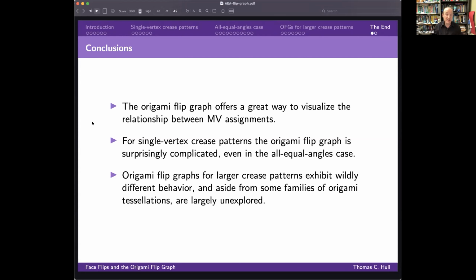And even for single vertex crease patterns, and even just in the all equal angles case, origami flip graphs are surprisingly complicated. It requires some reasonably sophisticated mathematics just to figure out how many edges they have and things like that. And for larger crease patterns, we see wildly different behavior in terms of the structure of the origami flip graph, how complicated it is to figure out how to flip from one crease pattern to another. Yeah, so that is basically it.